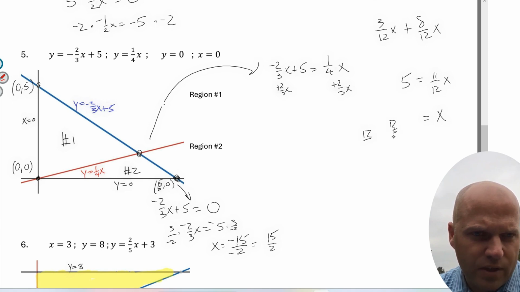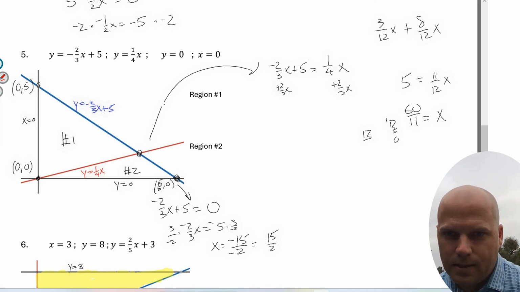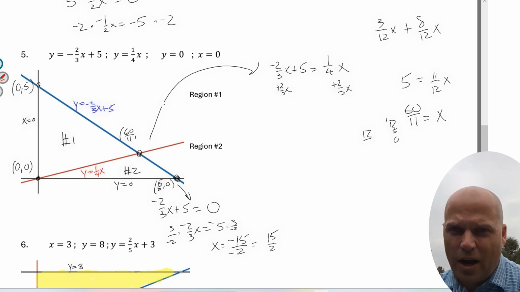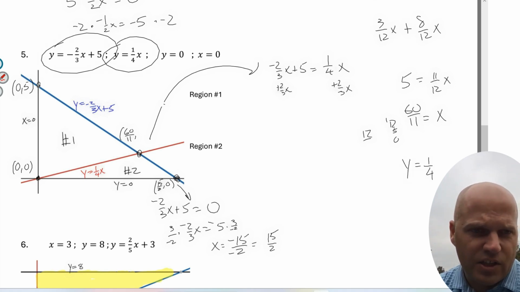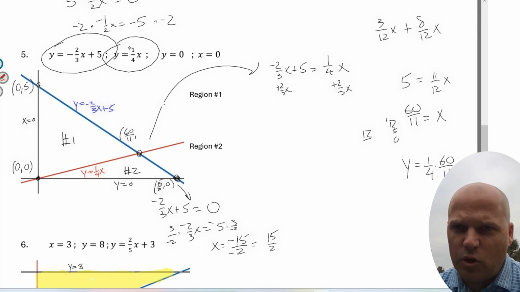I'm going to solve for x and get 5 times 12 divided by 11. 12 times 5 is 60. So 60 elevenths. Great. That's the x coordinate. What's the y coordinate? Well, either this equation or this equation. If x is 60 elevenths, I'm going to divide that by 4 or multiply by 1/4.